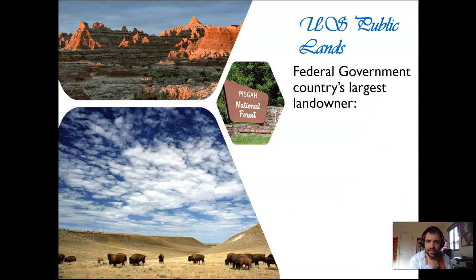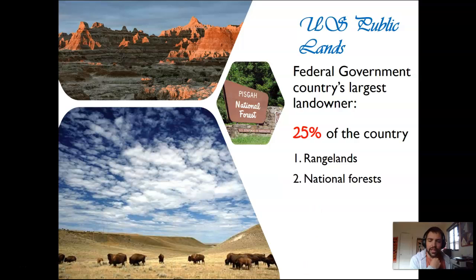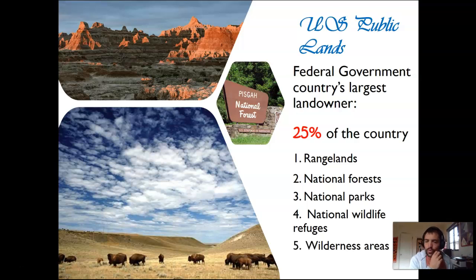All right, and then there are public lands. So the federal government is the country's largest landowner. So the federal government owns a lot of land. 25% of the country is owned by the federal government. And they use this for rangelands, national forests, national parks, national wildlife refuges, and wilderness areas. So I'd take a note of this, jot this down.